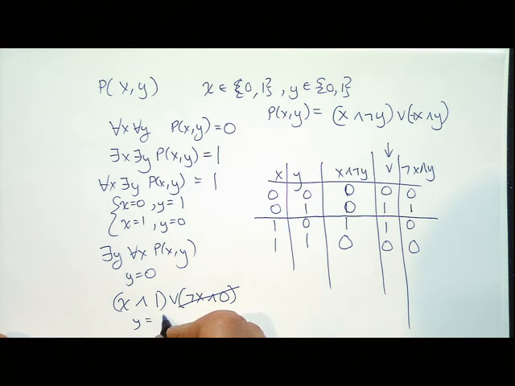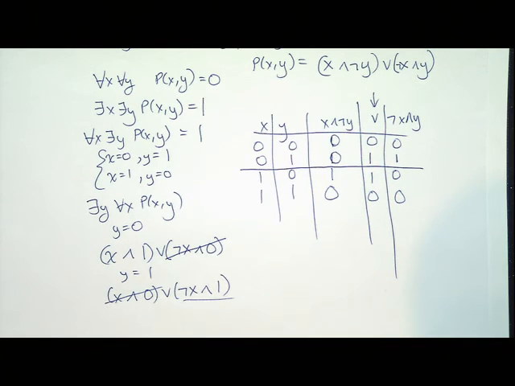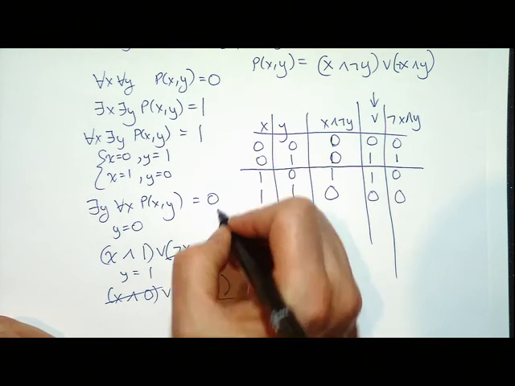Let's try y equals 1. So I can try x and 0, or not x and 1. So that's going to be 0. So this is going to be the result. Is that always true? No. So no matter what, I can't actually find a y value that will give me a true for p of x, y no matter what. So this is false.